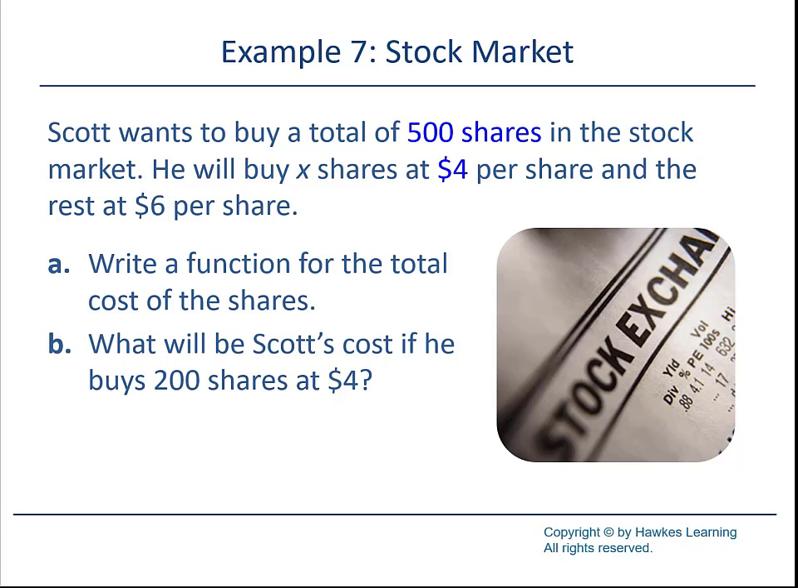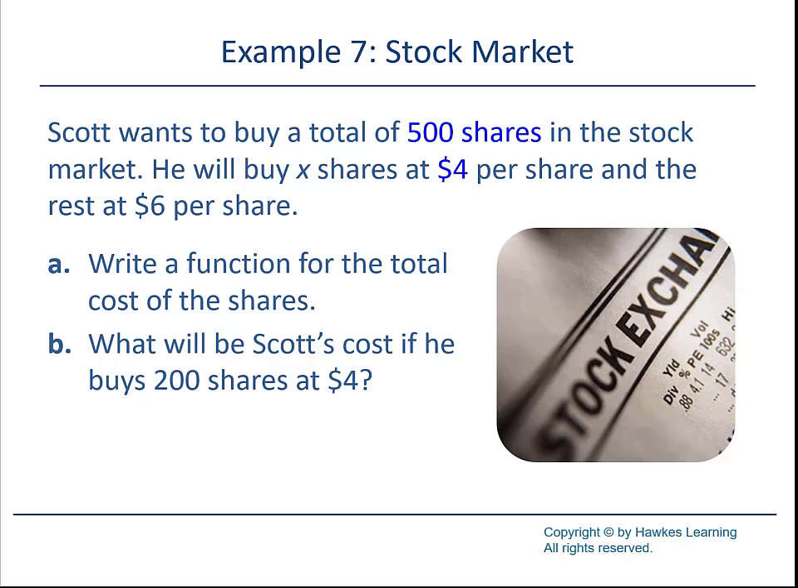And, of course, in business, we might have to do something with the stock market. So let's take a look at that. Scott wants to buy some shares in the stock market. He's going to buy X shares. He hasn't decided, in other words. He's going to buy X shares at the $4 per share stock and the rest at the $6 per share stock.